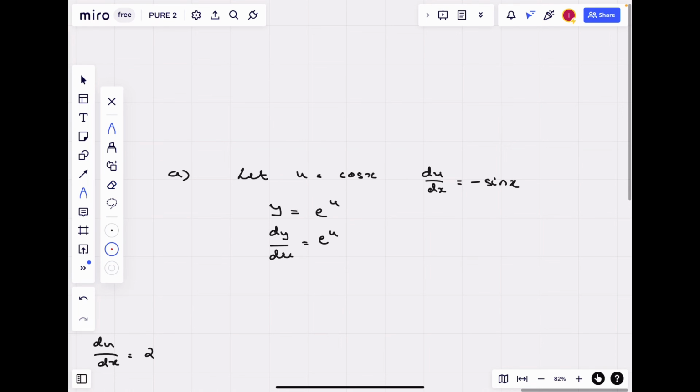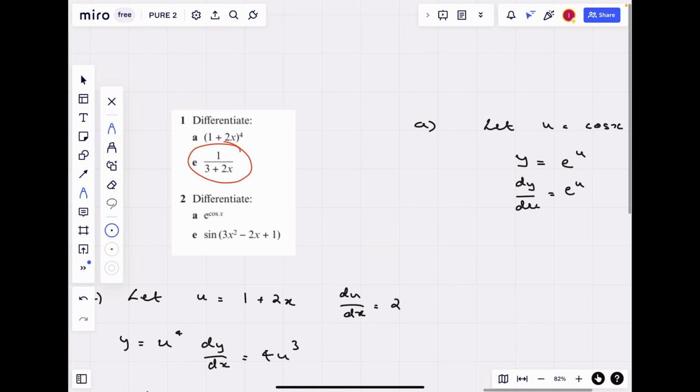Okay, so now, dy by dx is going to be minus sine x times e to the power of u. So minus sine x e to the power of cos x. There you go, done.